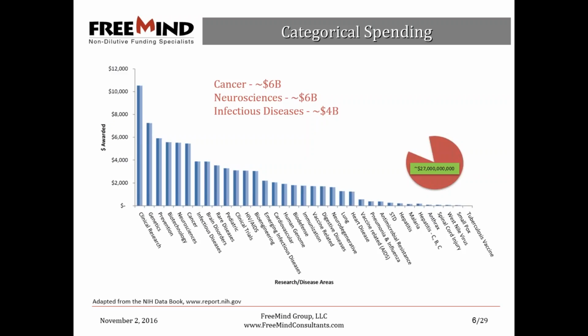It is important to mention here that these topics are not mutually exclusive. As an example, if you look at neurosciences, the $6 billion is not the budget of the NINDS, but includes everything that went to neurosciences. That includes funding from the NINDS, but also, as an example, a significant amount of funding for indications like Parkinson's and Alzheimer's disease goes through the National Institute on Aging. So this is something that really aggregates that.